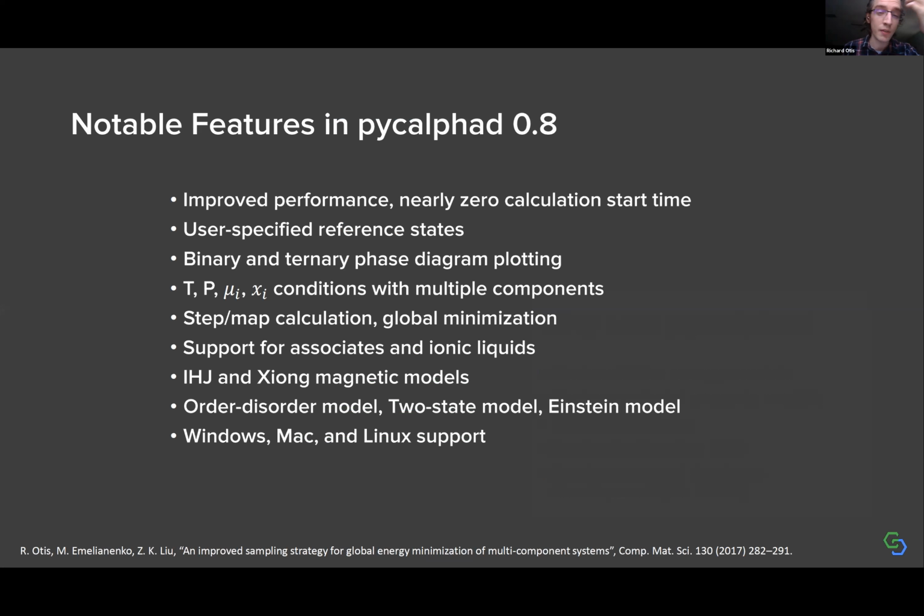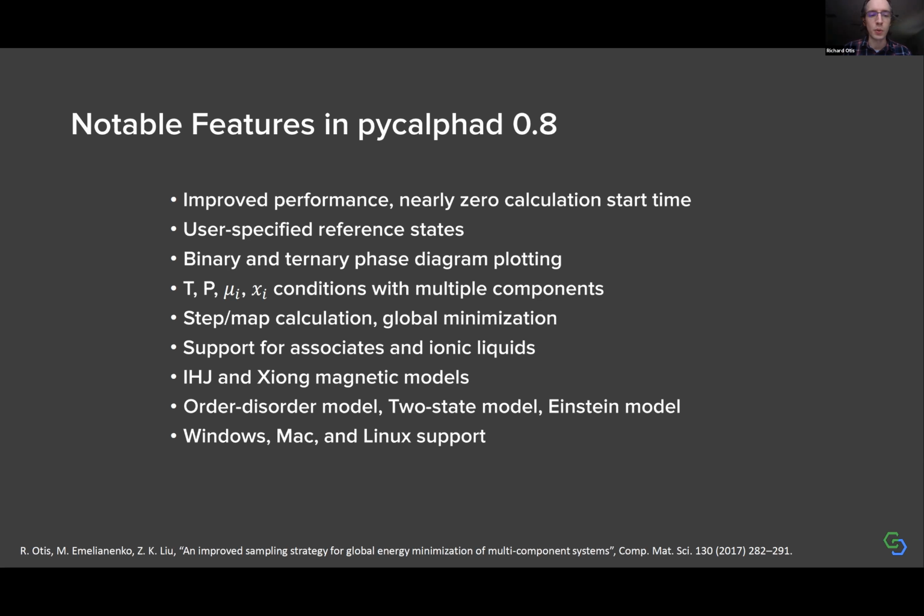So some notable recent features that we have in the PyCalphad 0.8 series. So we're up to 0.8.4 these days. But in this series, we did a lot of work to protect the modular nature of PyCalphad, but really reduce some of the just-in-time compiler startup time. So now we've got that down to nearly 0 for simple systems. We allow you as a user to specify your own reference states. We'll do an example about that today if we have time.